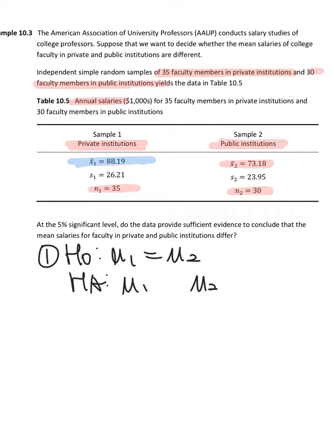Where is the claim? Different. Yes, see at the bottom. Differ, then what? Two-tailed, not equal to. So later we are going to take the p-value, then twice. Okay.